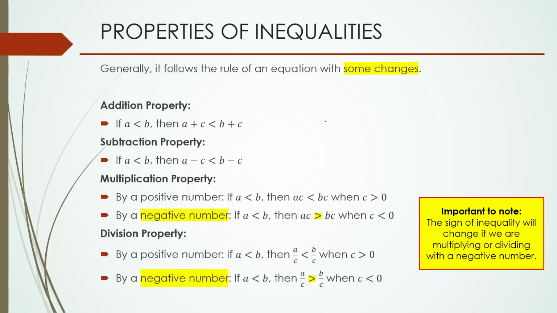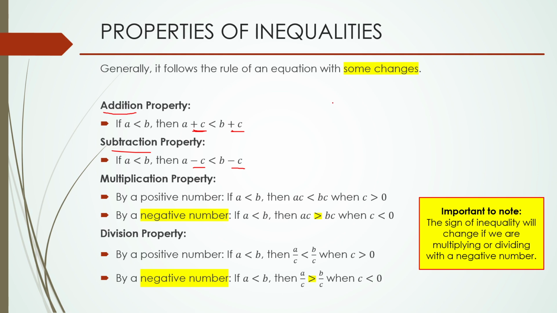Let's talk first about the properties of inequality. Generally it follows the rule of an equation with some changes. We'll talk about the changes in a bit. But for the other parts, for example addition and subtraction, they are the same. For example, if A is less than B, and we add C on the left side, you also need to add C on the right side. Same goes for subtraction: if you minus C on the left side, you also need to minus C on the right side.